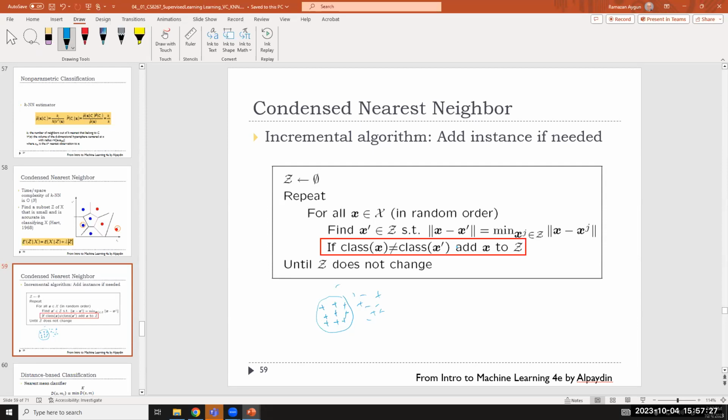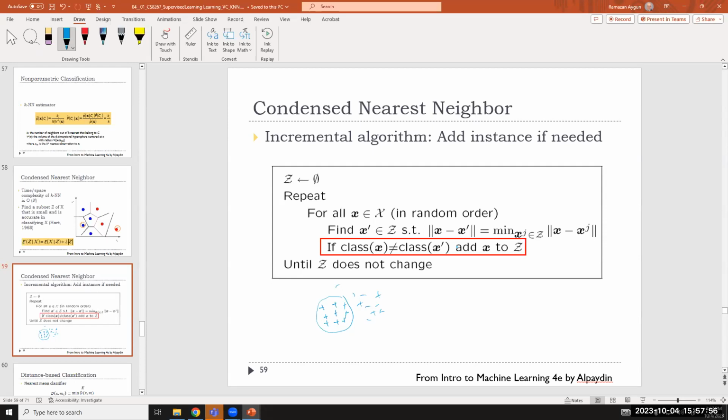See, Z does not change. I'm trying to read until Z does not change. What it means is you find the new closest data. You continue to the next item and add it to Z. You continue with everything. You try for all X. You go through all X in random order, and you find the closest.